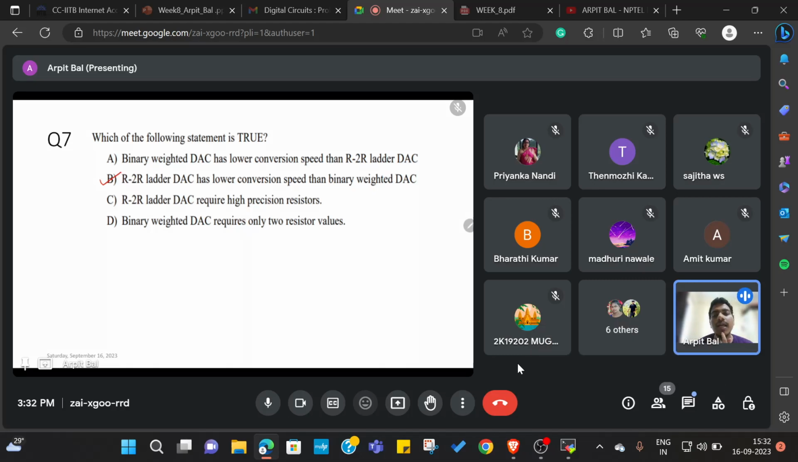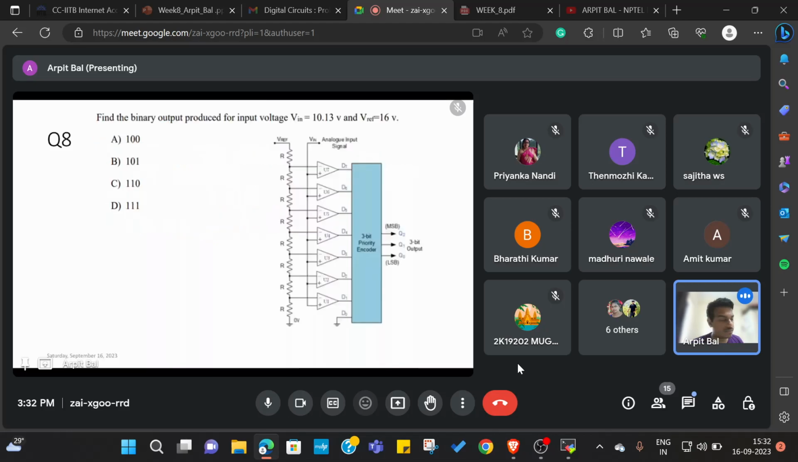So R2R ladder DAC. One of the options that one student shared is option C. So option C is not correct. It is actually binary weighted DAC that will need a high precision resistor, and not an R2R DAC. I hope that point is clear. And option D is obviously not correct, because binary weighted, the name suggests that it will need multiple resistors like 2R, 4R, 16R, and that was the issue, right? We needed a range of resistors to implement this particular DAC. So the only option that is correct is option B.